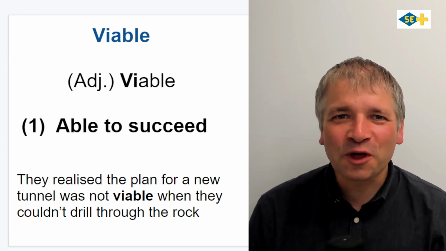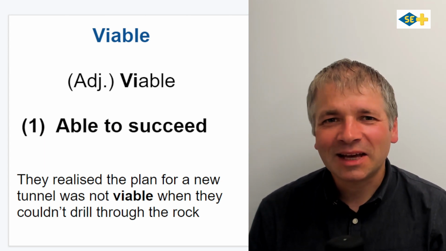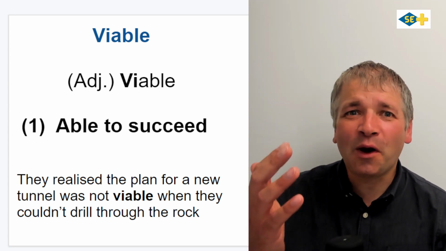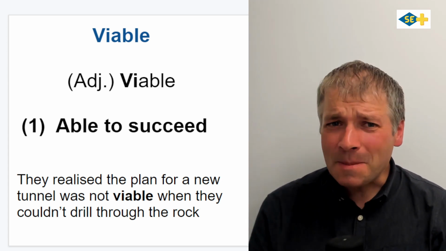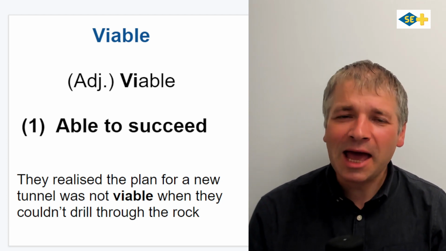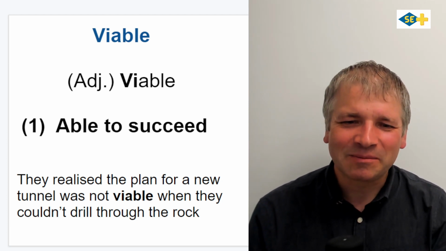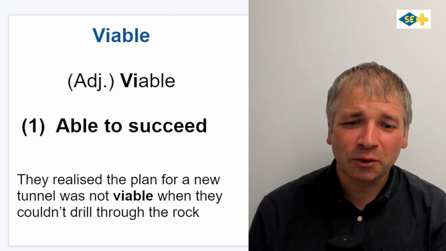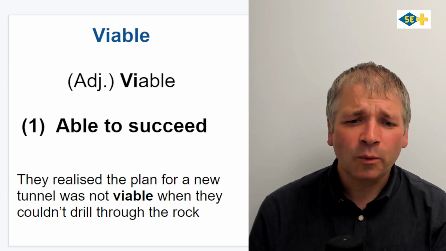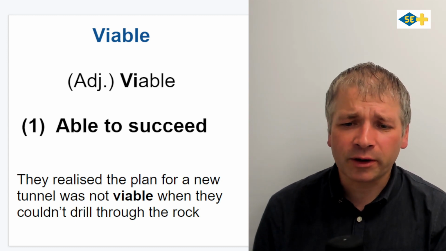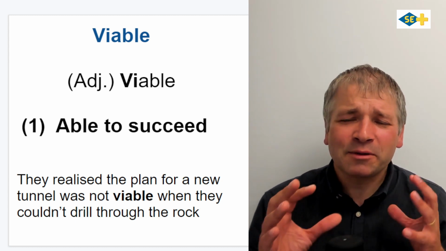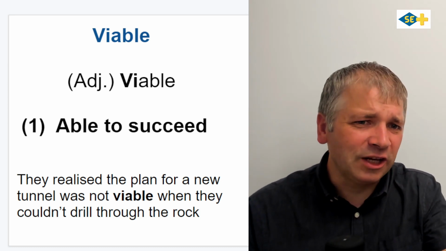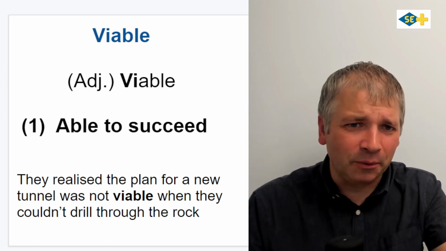Viable has more than one meaning. It's an adjective, and the stress is on vi, viable. The main meaning we know is able to succeed. So, for example, they realised the plan for a new tunnel was not viable when they couldn't drill through the rock. So they realised it could not succeed. They'd start it, it wouldn't finish, so it wasn't viable.